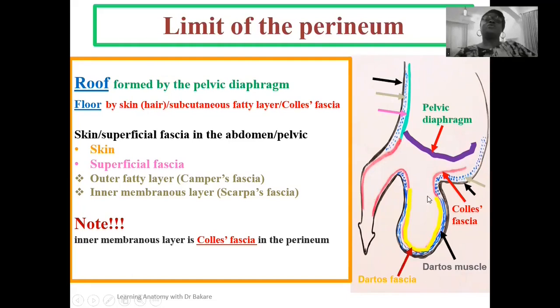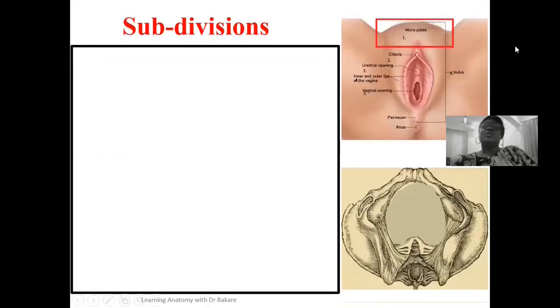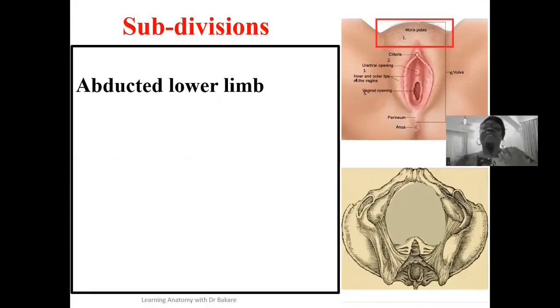It's good for us to be able to establish where the superior limit ends and also where the inferior limit ends. Let's look at the subdivisions of the perineum. The perineum subdivides into two. So we have a diamond-shaped perineum that will be subdivided into two. For this diamond-shaped configuration to be exposed, the lower limb needs to be abducted. When it is abducted, it means it is wide open. Then the diamond-shaped configuration can be seen.